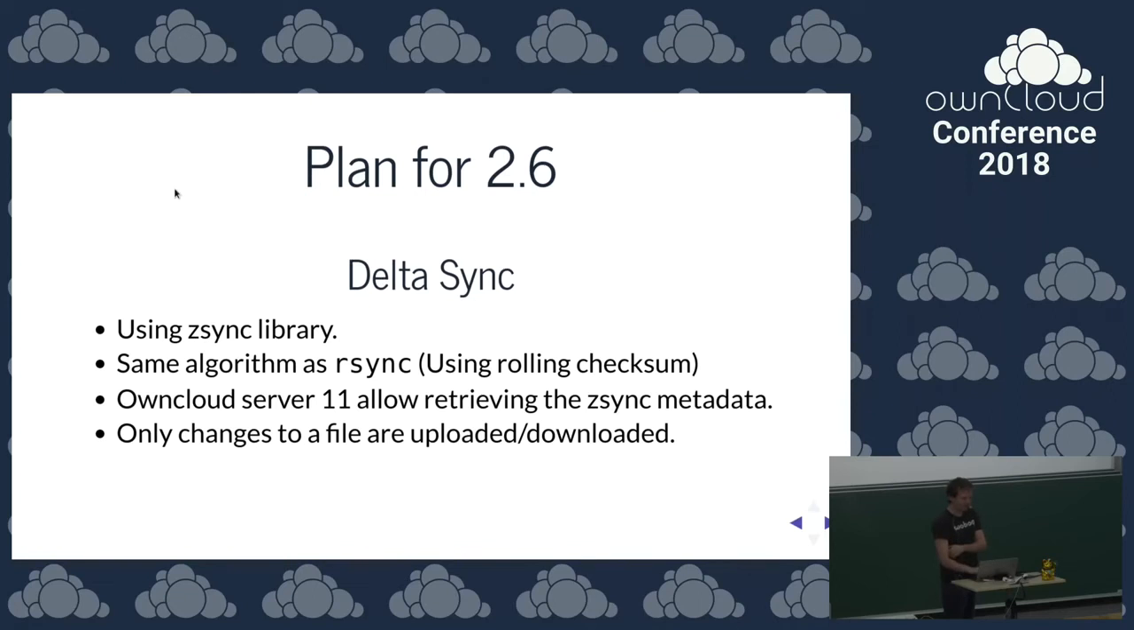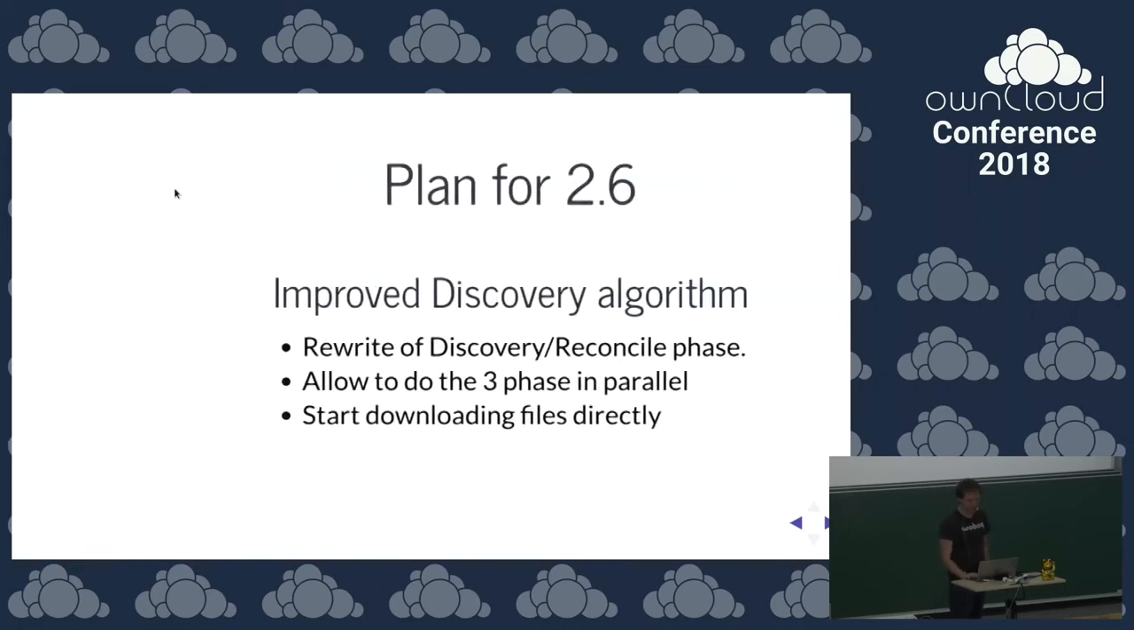Delta Sync. Delta Sync is a feature that was contributed by a bounty hunter. The idea is that when you have a huge file and you only change a small part of the file, not the whole file is downloaded, but just the part that changed. It's using the same algorithm as rsync with rolling checksum, and it also needs some changes in the server, which is already included in server version 11. Yeah, and this is going to be in 2.6 normally.